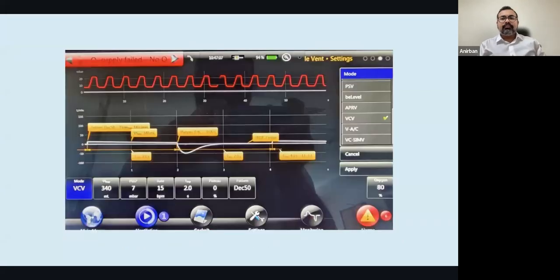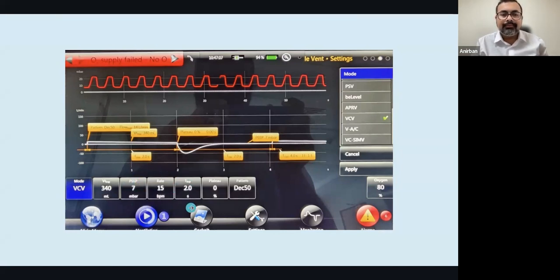Now, what are the usual settings in each of the modes? So this is volume control ventilation. Initially, whenever you set this, the ventilator will ask for the tidal volume and the inspiratory time. In some ventilators, instead of inspiratory time, the ventilator will ask for the respiratory rate and the inspiratory expiratory ratio. So these are basically two faces of the same coin.